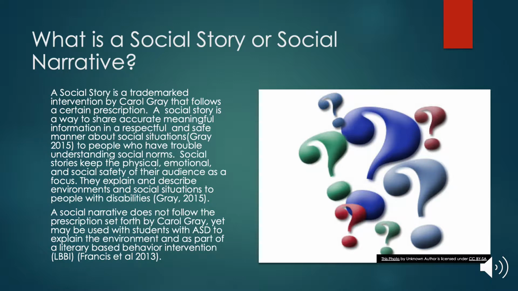Social stories keep the physical, emotional, and social safety of their audience as a focus. They explain and describe environments and social situations to people with disabilities. A social narrative does not follow the prescription set forth by Carol Gray, yet may be used with students with autism to explain the environment as part of a literary-based behavioral intervention.